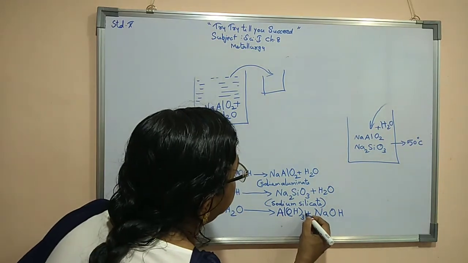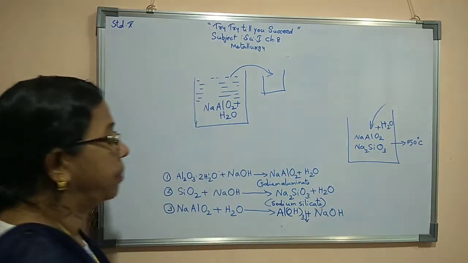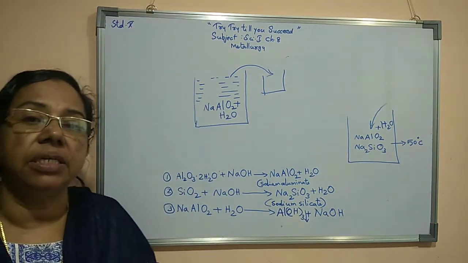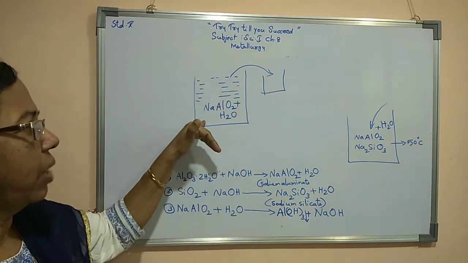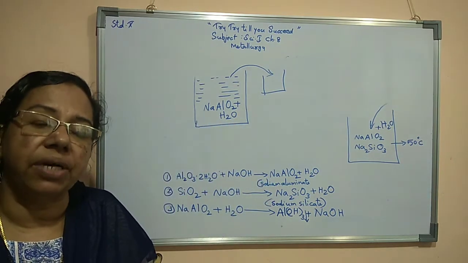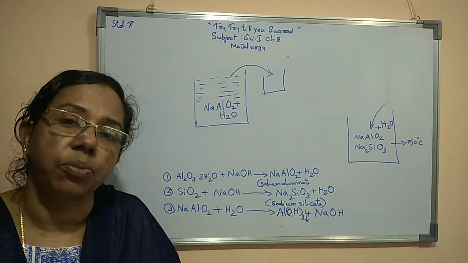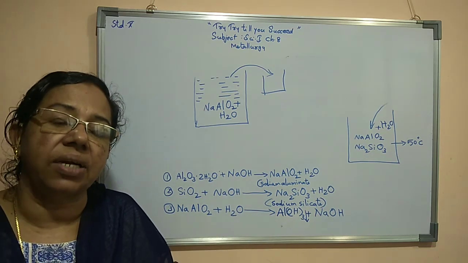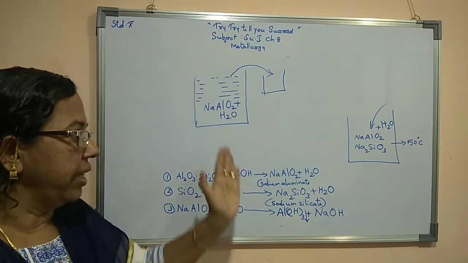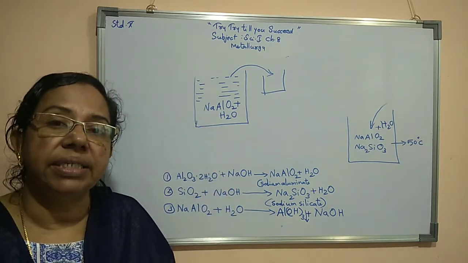Now this aluminium hydroxide will be precipitated. Precipitated means it is solidified. Then that solid form will collect downside, and we can separate it out. Sodium hydroxide we can remove. Afterwards, the further step we have to do is the electrolytic process. So now we have studied the Bayer's process.